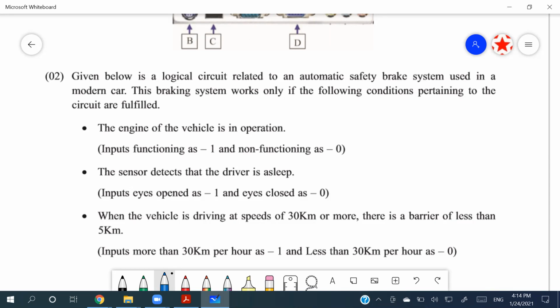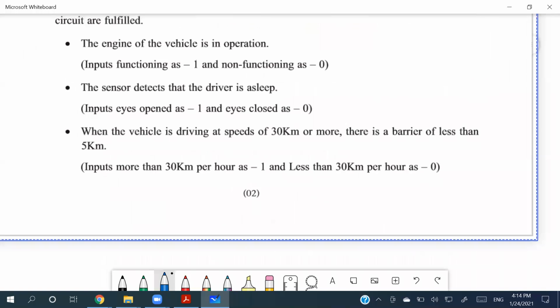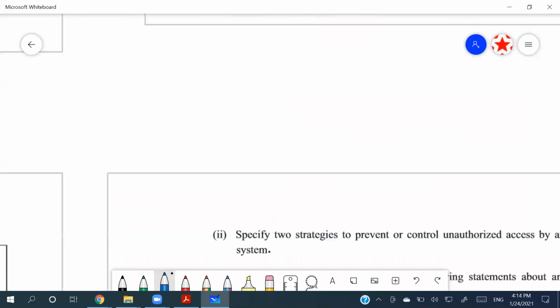The sensor detects that the driver is asleep. Input eyes open as 1, eyes closed as 0. And when the vehicle is driving at a speed of 30 kilometers or more, there is a barrier of less than 5 kilometers. Yeah, right. So inputs more than 30 kilometers per hour as 1 and less than 30 kilometers per hour as 0, right? Then the second one continues to the other page as well. Let's see how it goes.